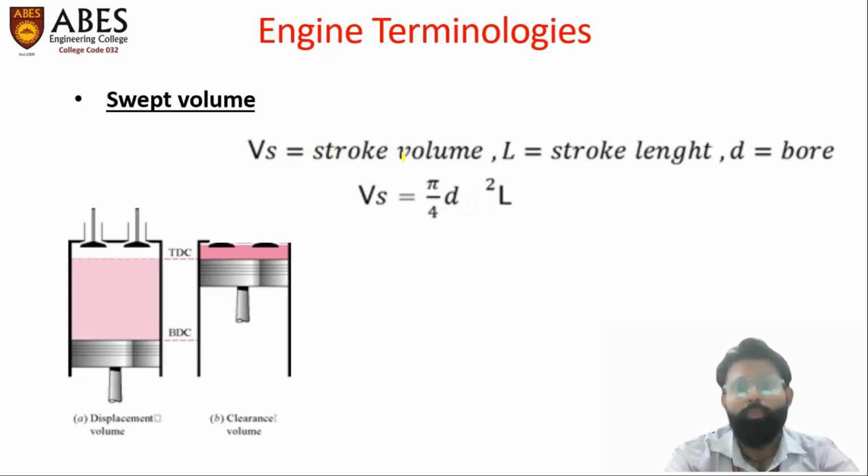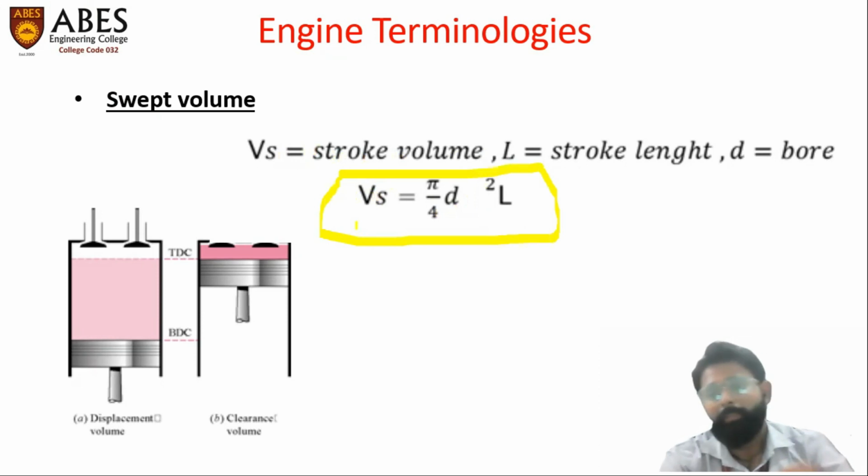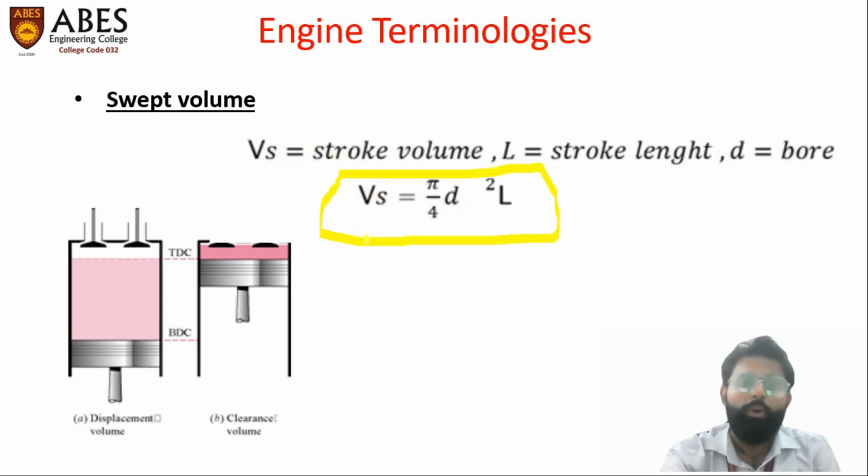So this becomes the stroke volume formula. The mathematical expression for stroke volume Vs is pi by 4 d square L, where d is the bore, the first terminology of ours, and L is the stroke length, the length or height of the cylinder. So the simple formula for the volume of a cylinder gets replaced here by the stroke volume, pi by 4 d square L. So this is our stroke volume, the volume highlighted in the pink color.